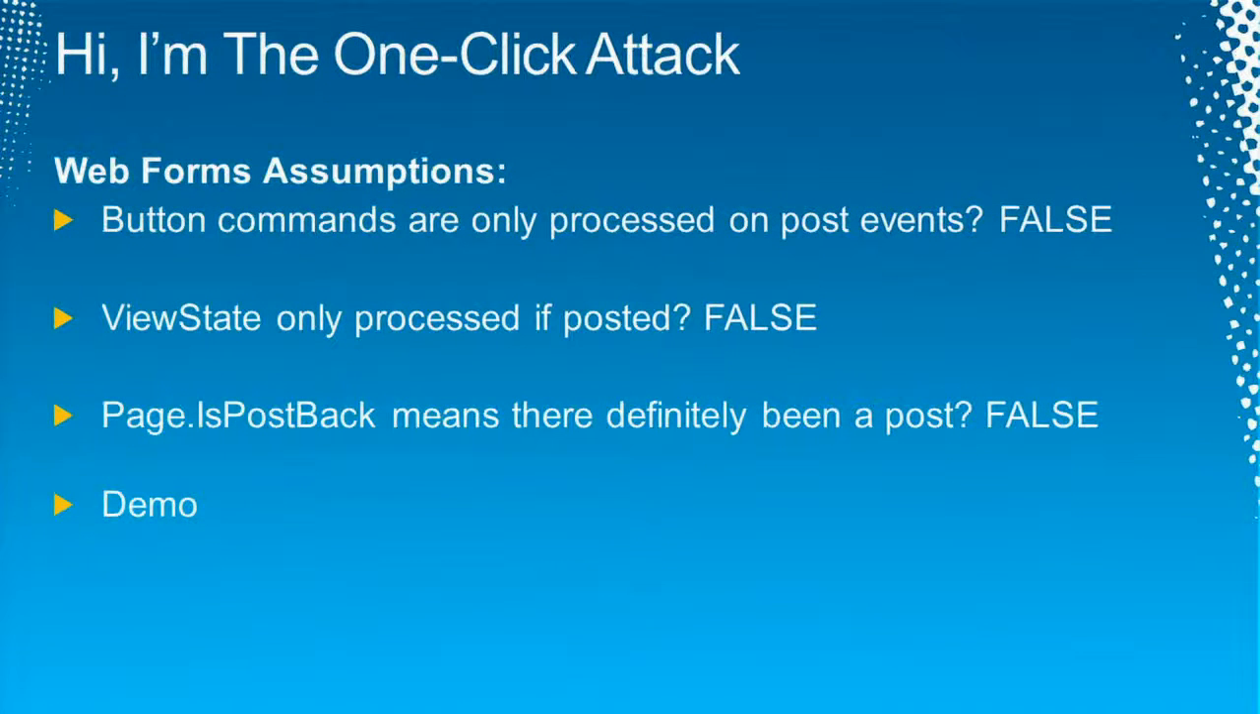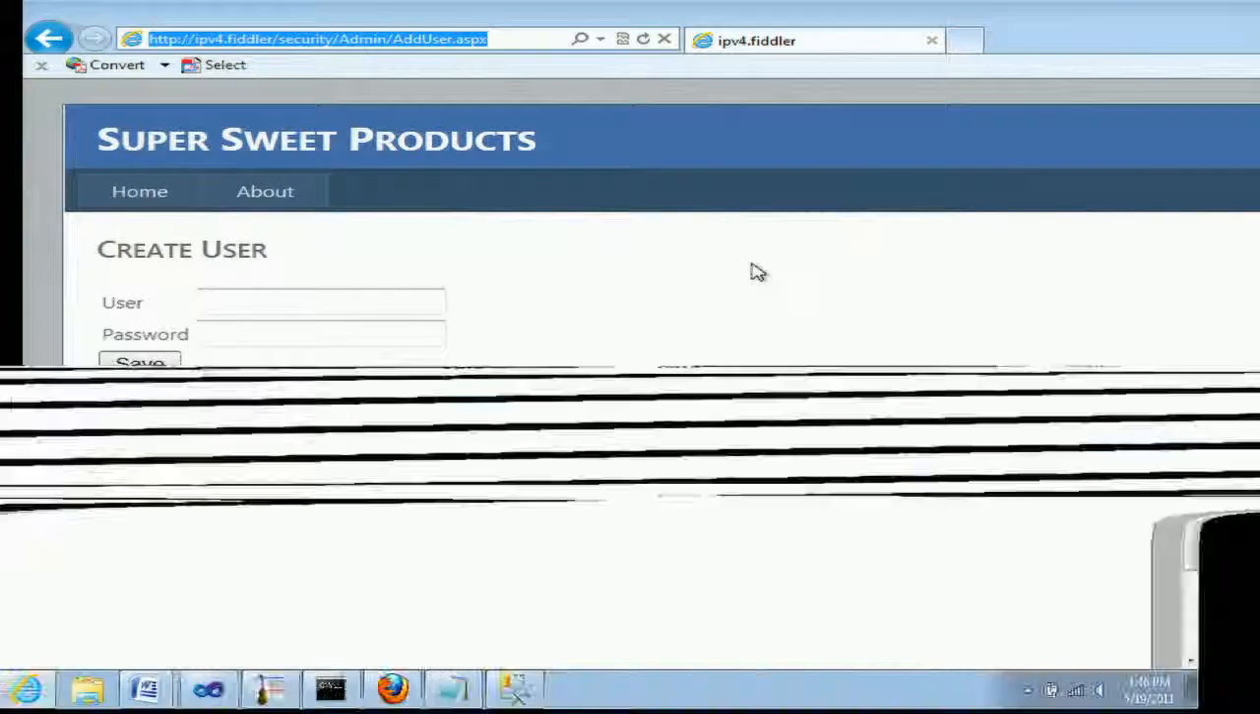Hello, I'm the one-click attack. As developers, we have a lot of interesting assumptions that we thought were correct with the way that our pages work. We think that button commands are only processed on postback events. They are our events after all. We think that view state is processed when we post back. That's when it's used. That is false as well. Page.IsPostBack. Well, surely that must mean that we have a postback occurring, right? I mean, it's called Page.IsPostBack. That is false as well.